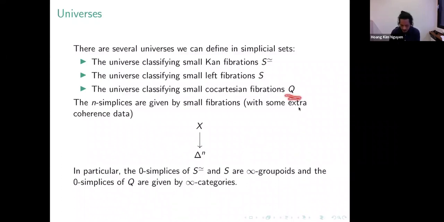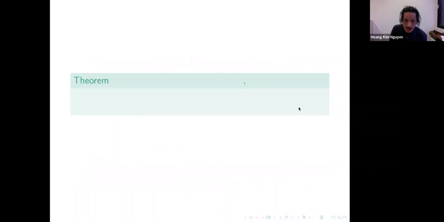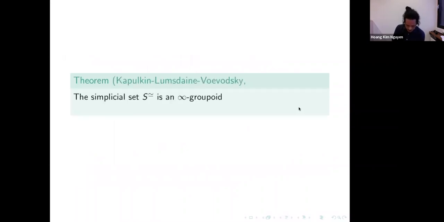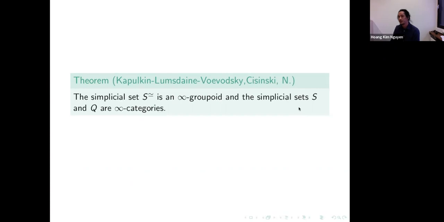So for example, Q wants to be the infinity category of infinity categories, but of course this is something that we need to justify. So then there's this theorem. The universe classifying small Kan fibrations is an infinity groupoid. That's due to Kapulkin, Lumsdaine, and Voevodsky. Cisinski has shown that the universe for left fibrations is an infinity category. And then one can show that the universe of cocartesian fibrations is an infinity category.